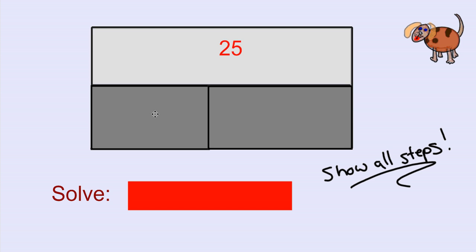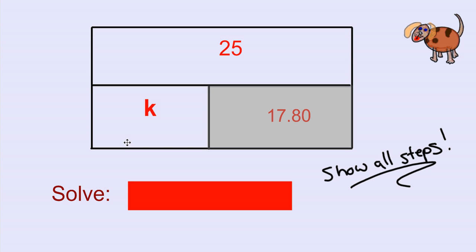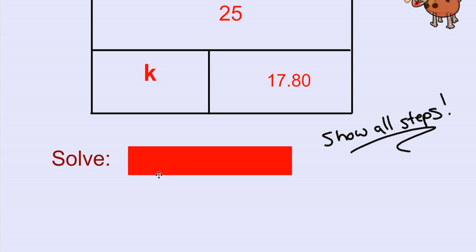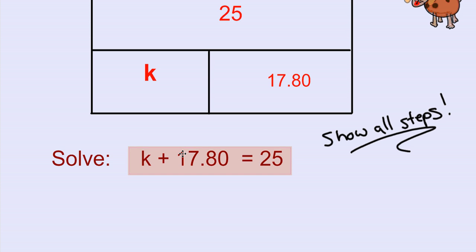The top we have 25 now, and the two parts are K and 17 and 80 hundredths. Can you write an equation? It should look like this. All right, go ahead and try to solve this one on your own. Pause the screen and push play when you're done. We'll go over it. All right, so how did you do?